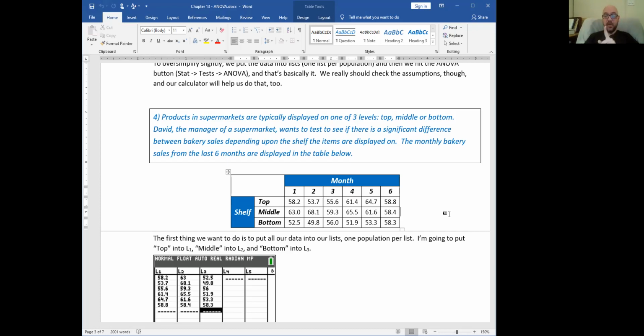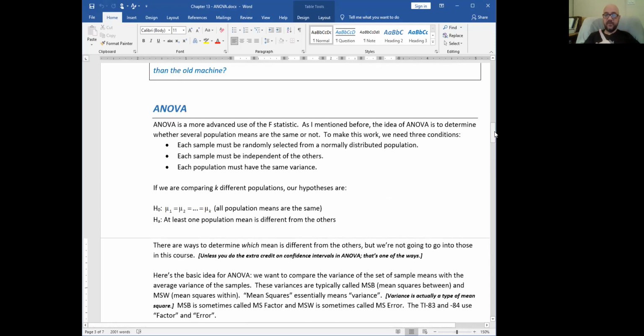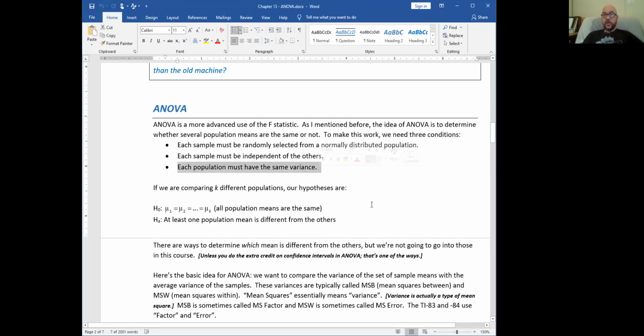Not a problem. However, the thing about ANOVA is it is very sensitive to some assumptions that you have to make in order to do what we want to do. Each population has to have the same variance, right? So we're trying to do a two-sample F-test here, essentially. That's not exactly why these all have to have the same variance, but it's related.